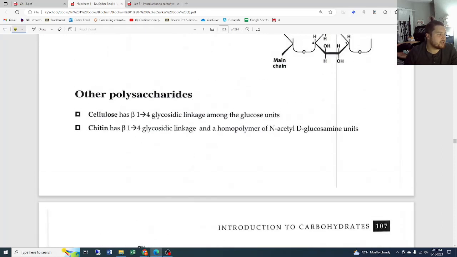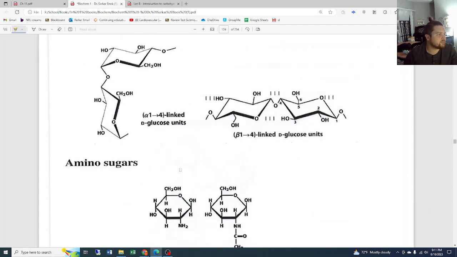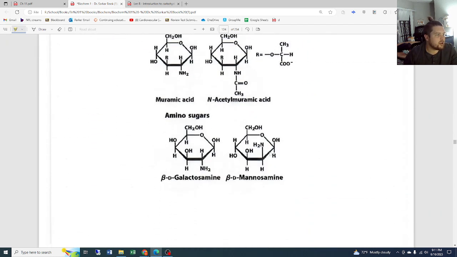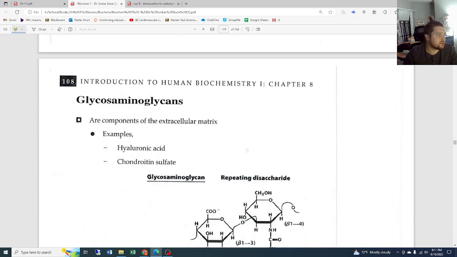Other polysaccharides, cellulose and chitin. We'll get more into both of these later on. Just look at the names. You might want to look at the linkage as well. I'd make a chart if I were you. Make a chart of the names and then the linkages as well. Because every now and then he'll throw a couple of questions on the linkage. And unfortunately, that's just straight memorization. It's not anything exciting. More images, lots and lots of pictures.